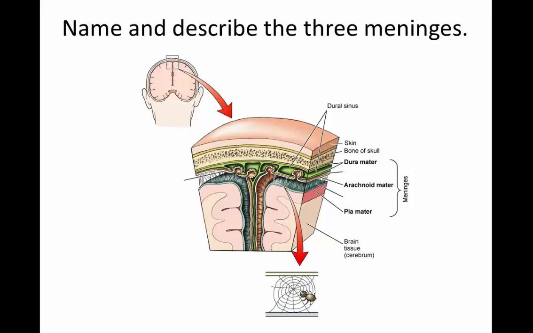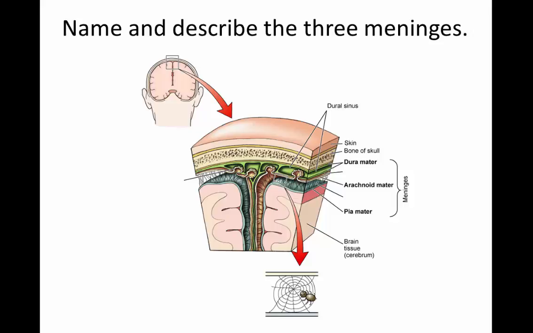And then the third layer is the pia mater. That is the blue layer here just running along the outside of the cerebrum of the brain. And the pia is referring to small or thin. This is a small or thin protective layer just outside of the brain tissue.